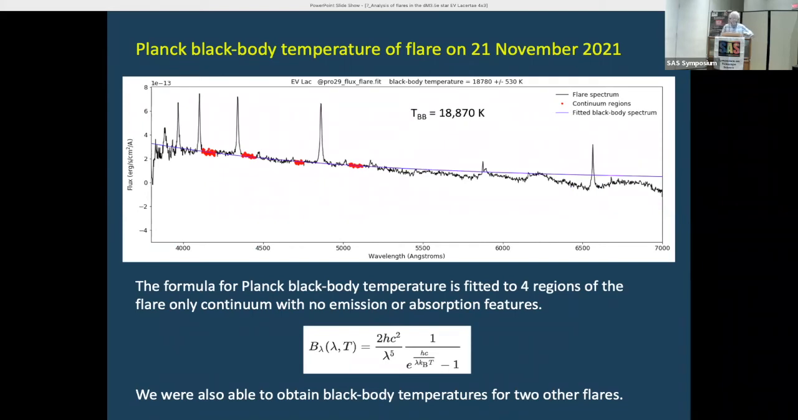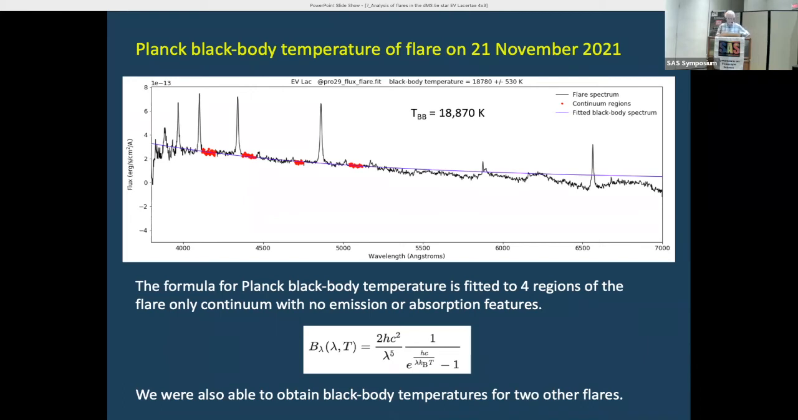We take the flare spectrum and identify 4 regions in it where there are no emission or absorption features, and then fit the Planck black body temperature profile or function to just those 4 regions of the spectrum. And that gives us a value for the black body temperature. In this case, it was just under 19,000 Kelvin. On the other 2 flares that we recorded, we were able to make this measurement reliably. They were at around about 10,000 Kelvin.